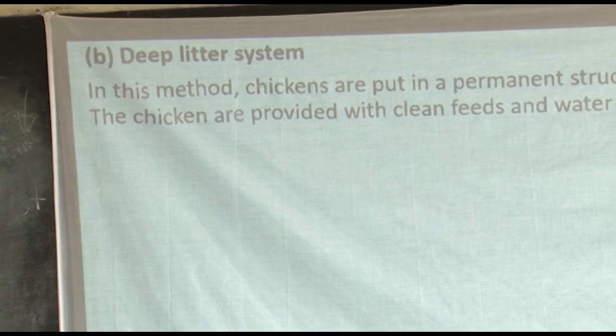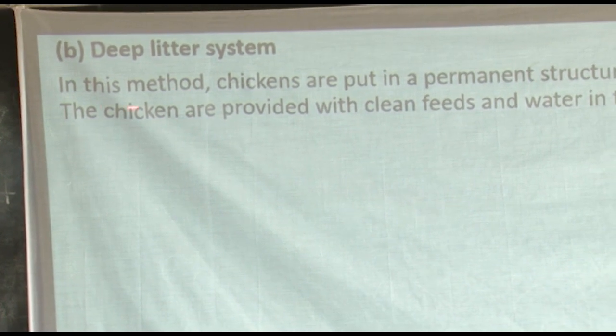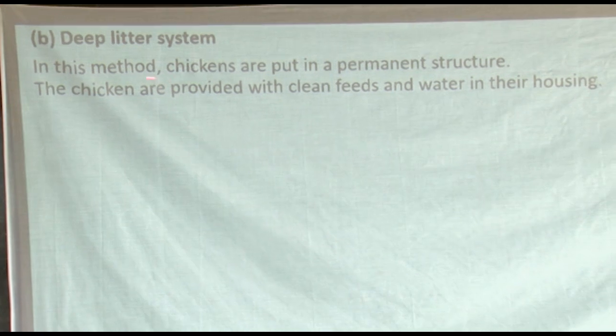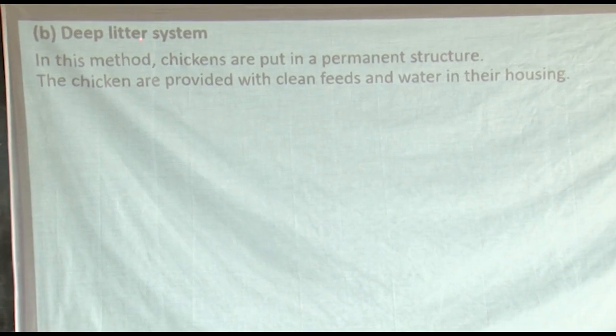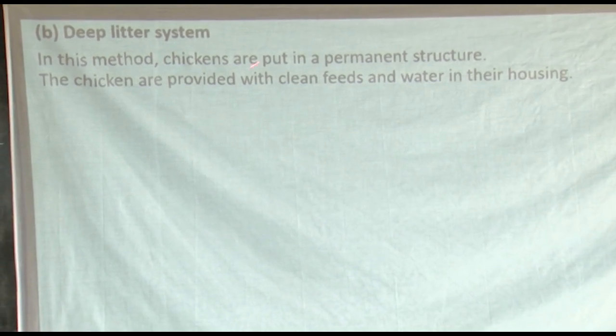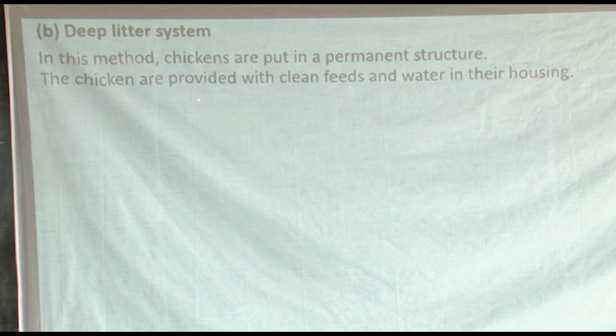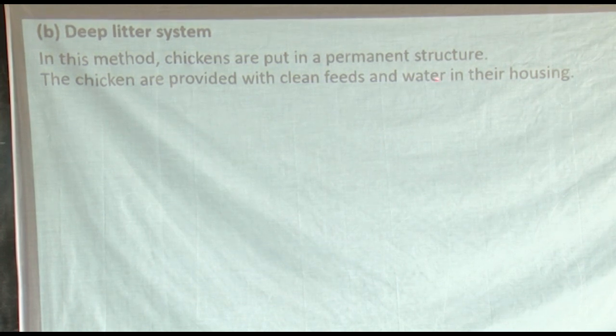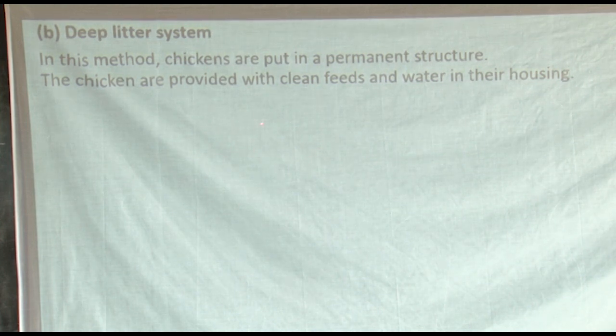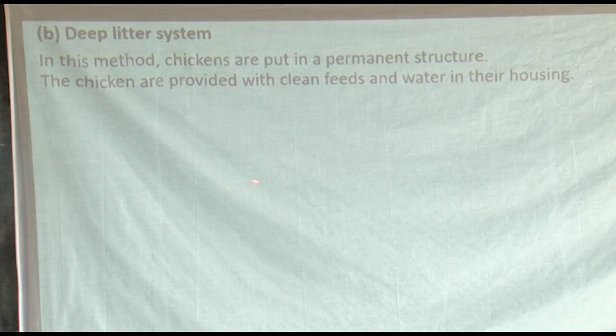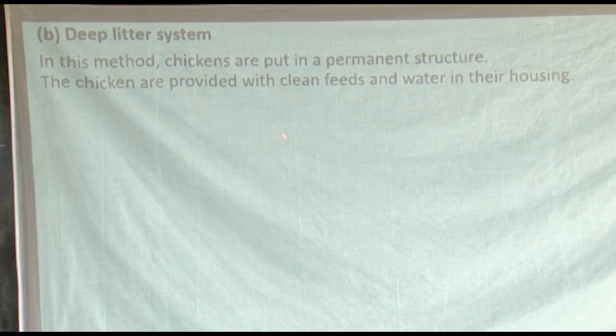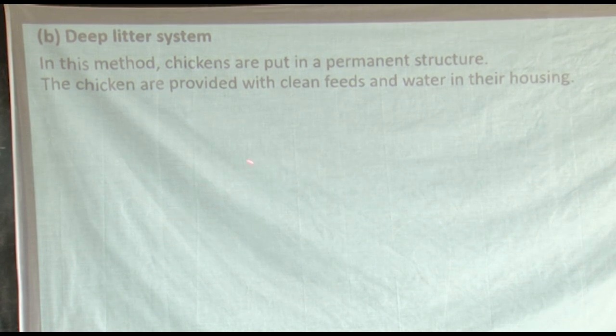Then this can push us to the second system or method of rearing birds. When you want to rear your chickens, use another system called the deep litter system. In this system, we find that chickens are put in an apartment, in a permanent enclosed structure which has got litter on the ground. This litter is very good at collecting manure. It becomes very easy, which is difficult in a free range system.